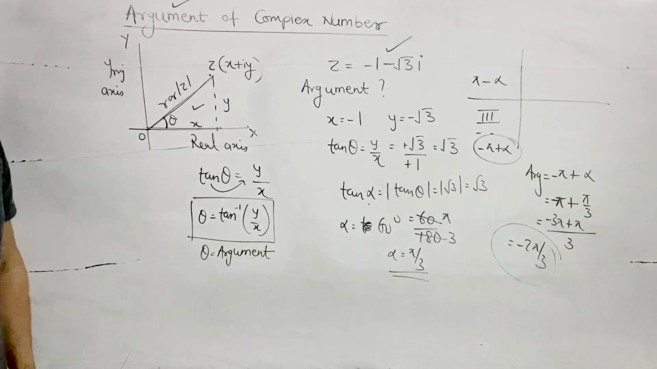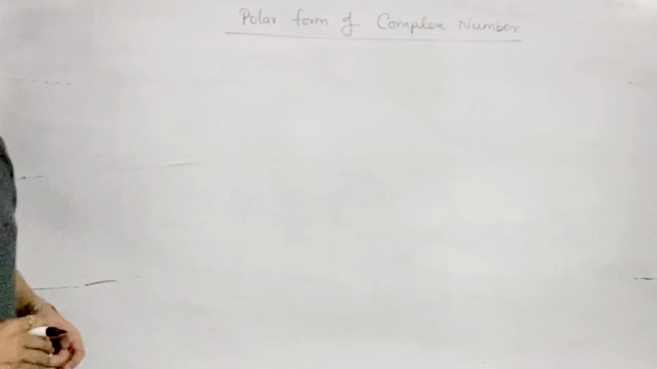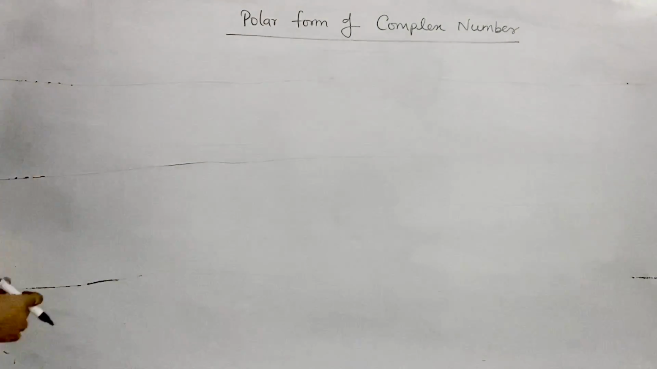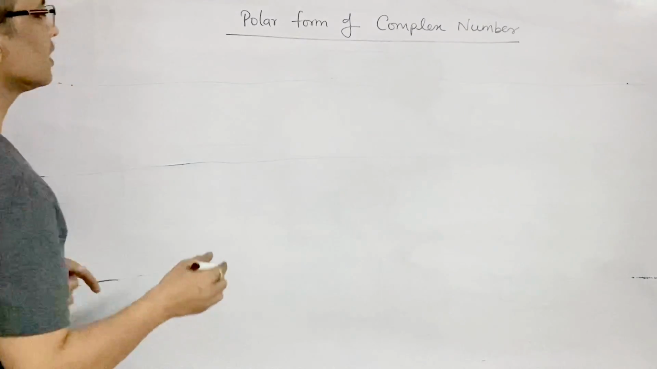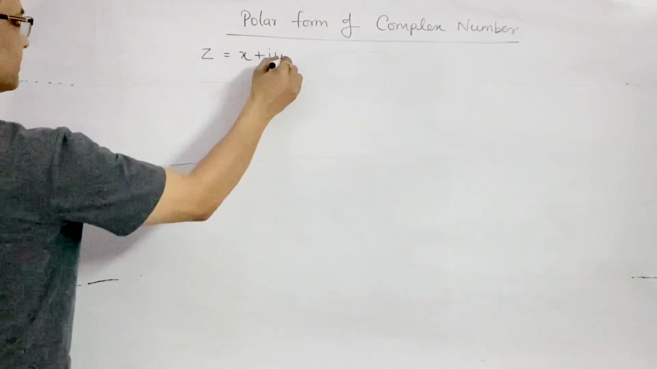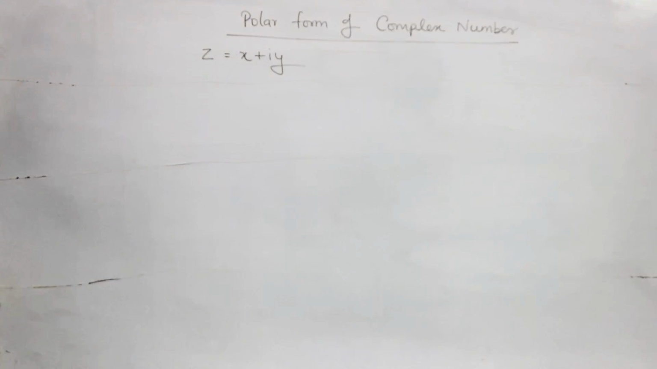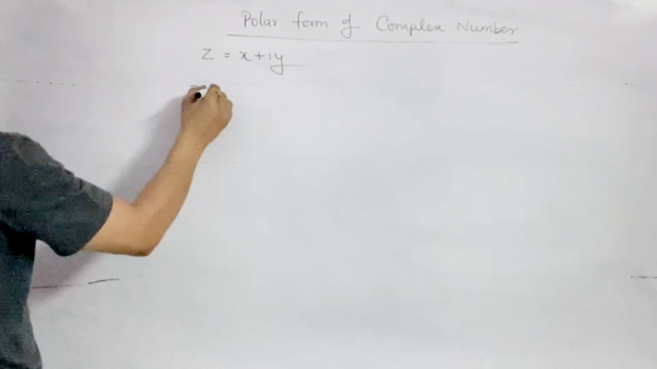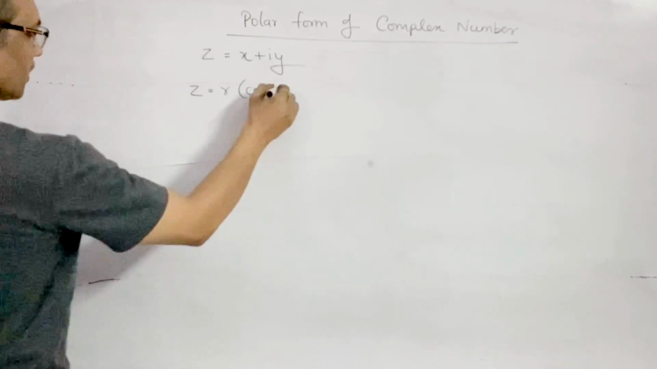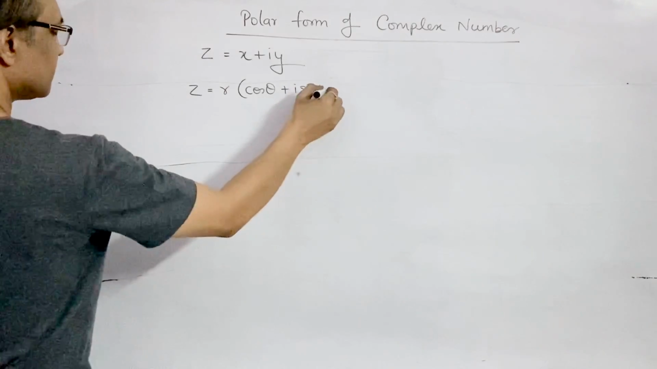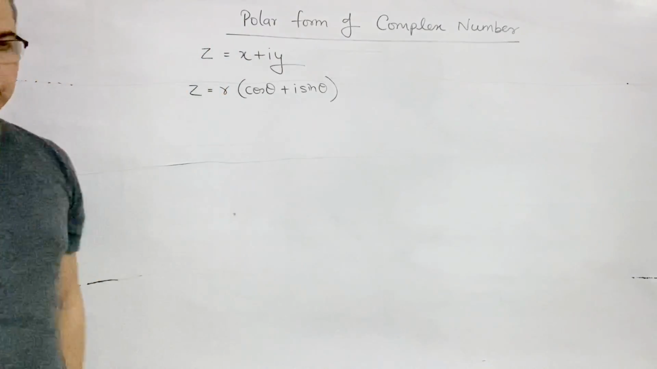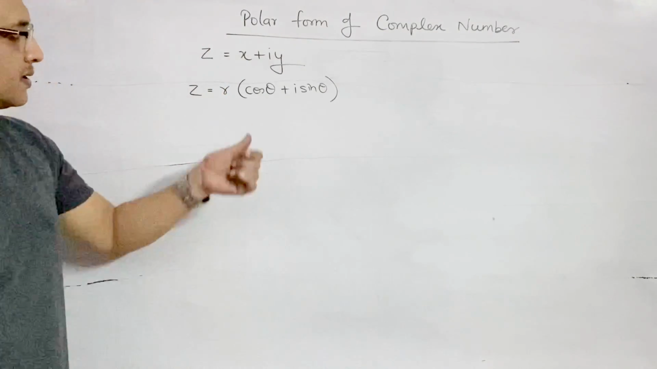This is the answer. Now we come to the next topic. This is polar form of complex number. Let us see what is the meaning of polar form. Suppose we have a complex number z equal to x plus iy. Now its polar form is z equal to r cos theta plus i sin theta. This is the polar form of complex number x plus iy. Here r is the modulus and theta is the argument.